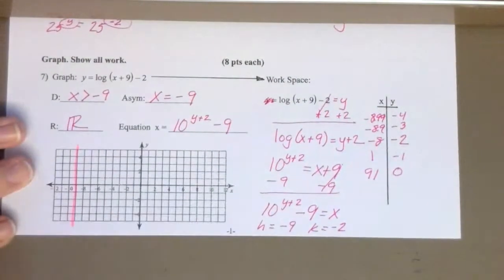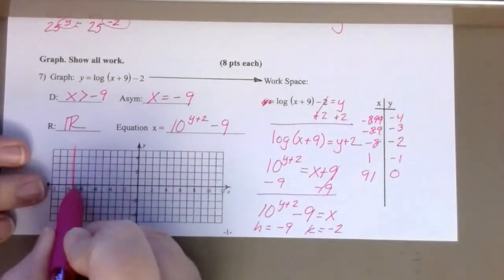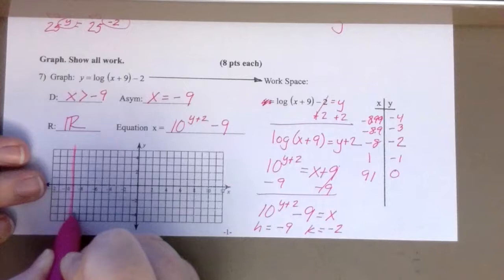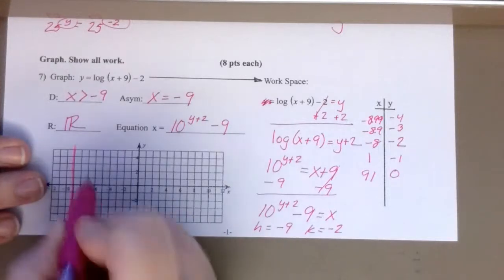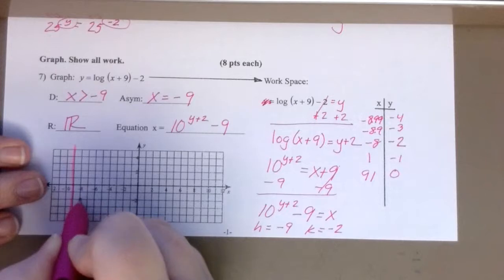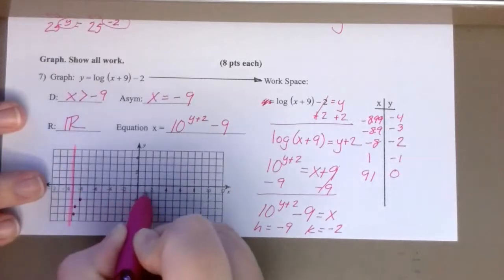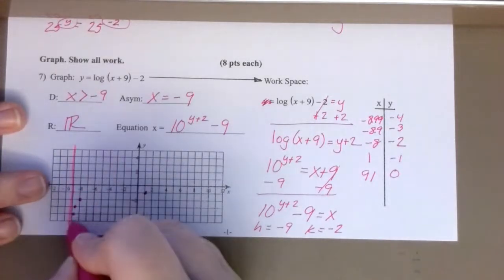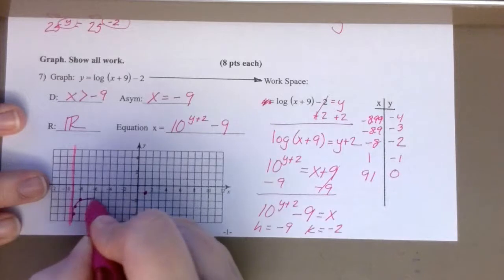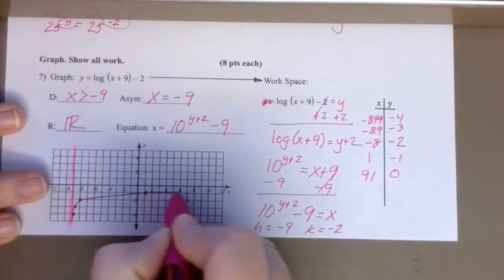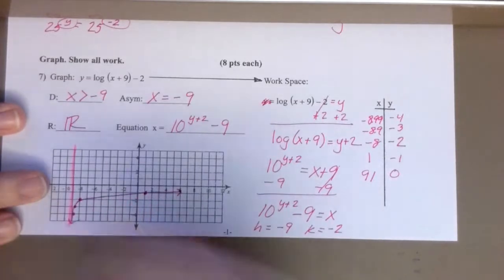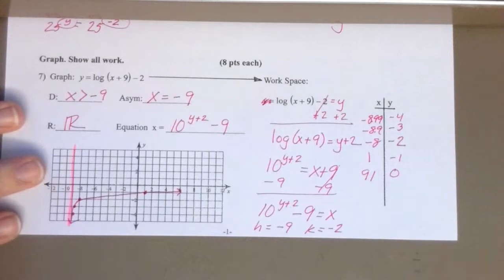Yes, because we're dealing with a base of 10, and we talked about how bases of 10, or powers of 10, get big really fast. So, negative 8.99, negative 4, negative 8.9, negative 3, negative 8, negative 2, and then positive 1, negative 1 is over there. So we've got something that turns pretty quickly, like that. Any questions there?